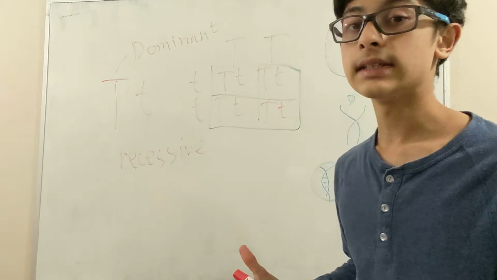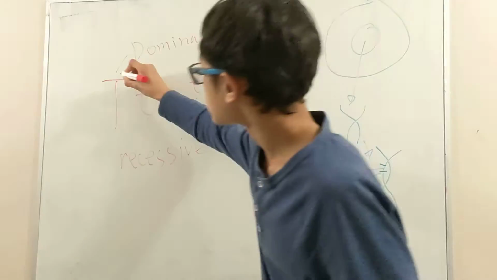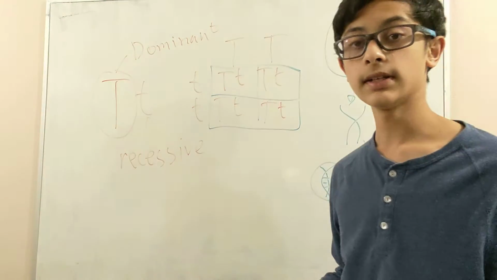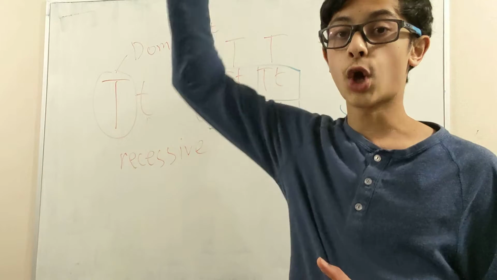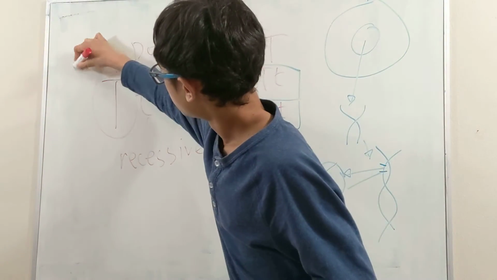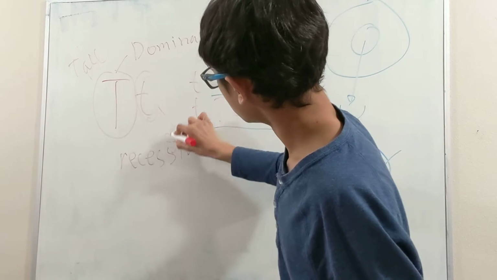And what this basically means is if you have a capital, so let's say this is the dominant. And let's say the dominant is tall, very tall, and the recessive is short.